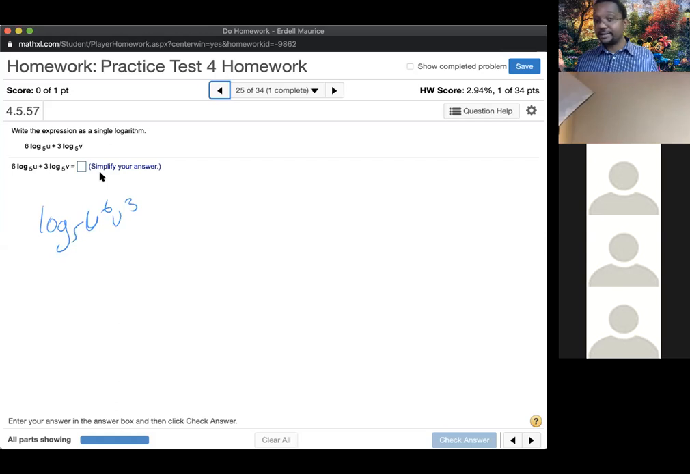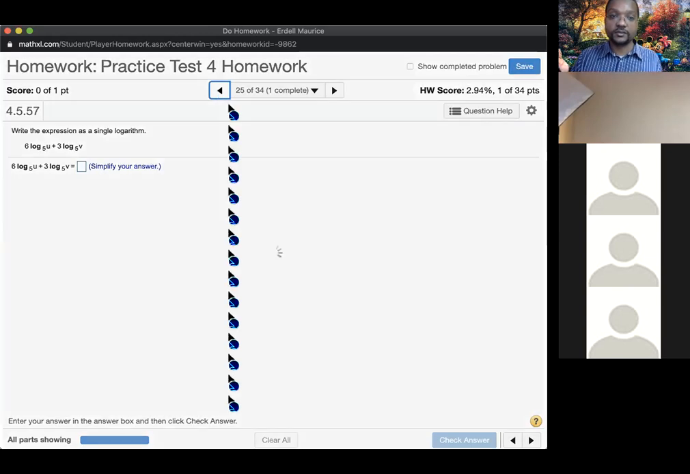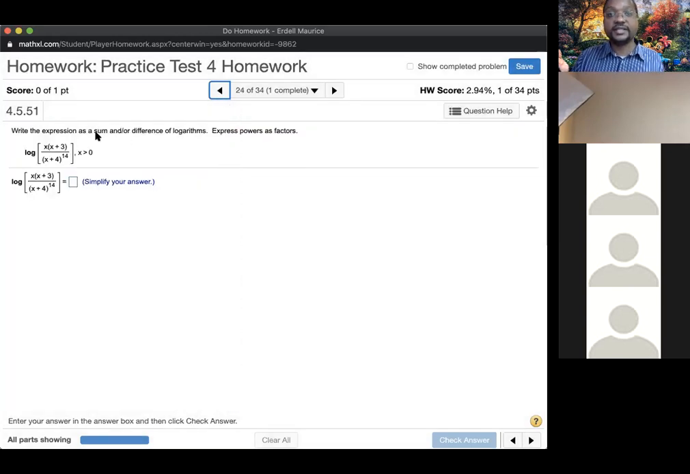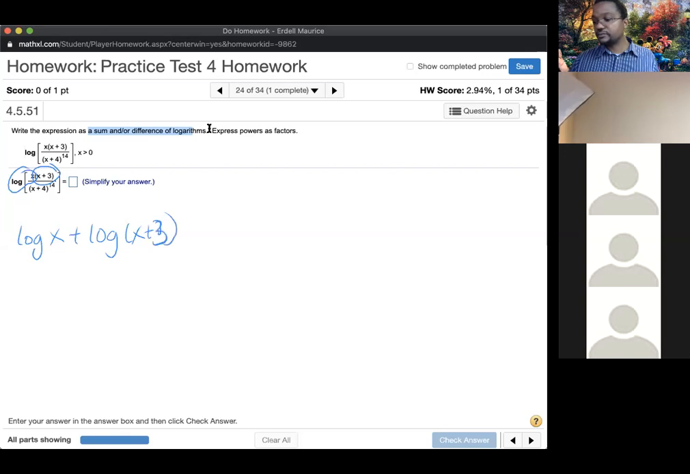Clear. Can I clear? Write the expression as a sum or difference of logarithms, express powers as factors. This is a question of splitting them up. This first piece right here is going to be log of x. This is in the numerator, so plus log of x plus 3. This is in the denominator, so it's going to be minus log of x plus 4 raised to the 14th power. And then they want you to express powers as factors.